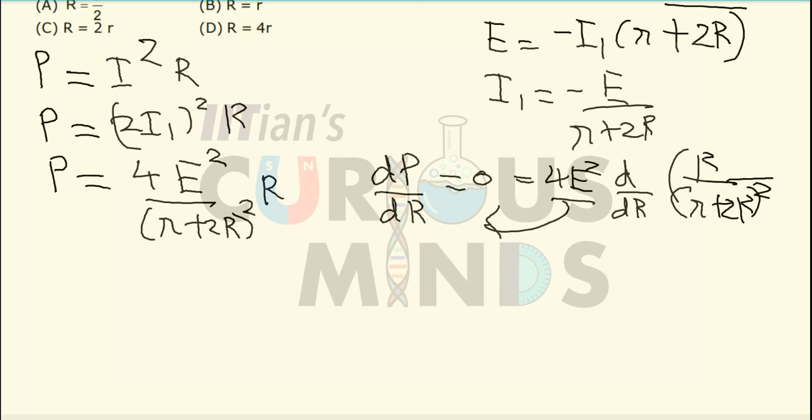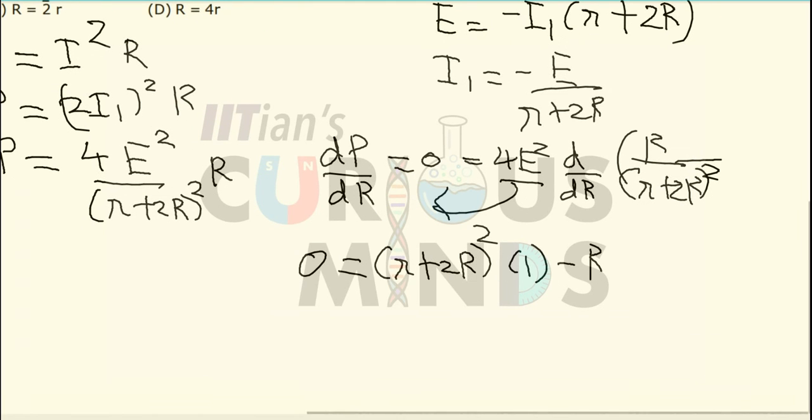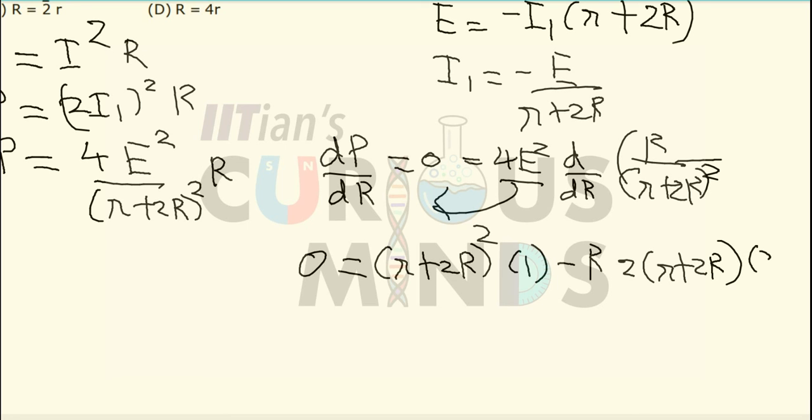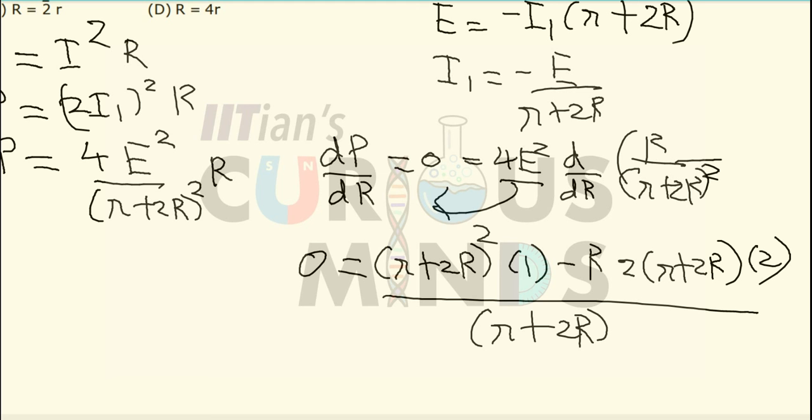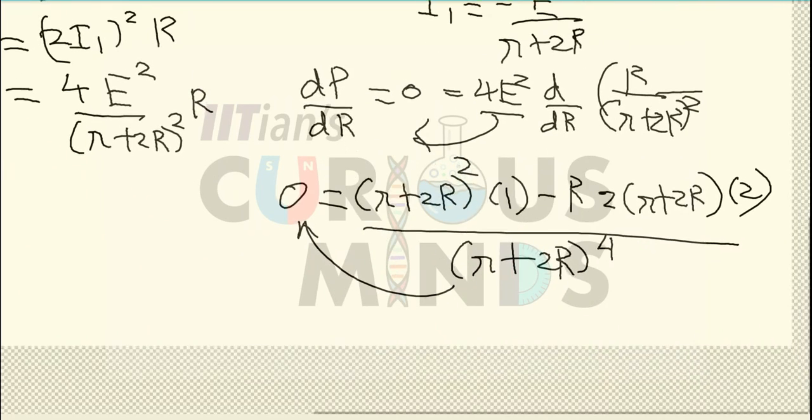4E square goes into the denominator on the other side, so 0 will be equal to the differentiation. Using the quotient rule, v is (r plus 2R) the whole square and u is R. The derivative of u is 1. So it is v times 1 minus u times the derivative of v. The derivative of v is 2 times (r plus 2R) into the derivative of 2R, which is 2, all divided by v square. V square is (r plus 2R) the whole square raised to 2, which is raised to 4. This will also go to the left hand side, so this will also be equal to 0.